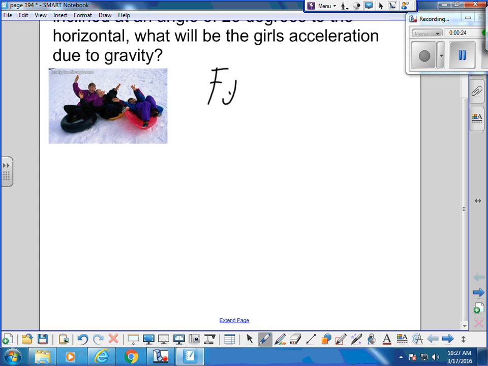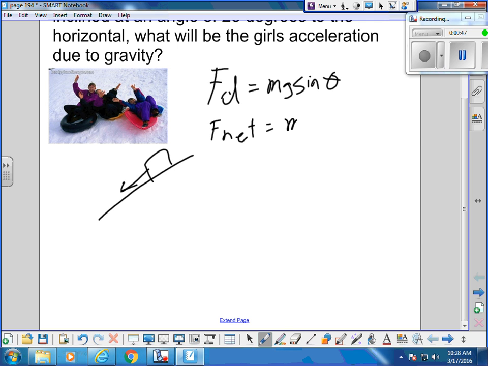Well, we could just give her a weight, right? Let's say that FD is equal to mg sine theta, right? If it's a frictionless hill, there is no friction, and so the net force, which is equal to mass times acceleration, is in fact made up of only FD, right? Which means then that mass times acceleration is equal to mg sine theta, and guess what happens?